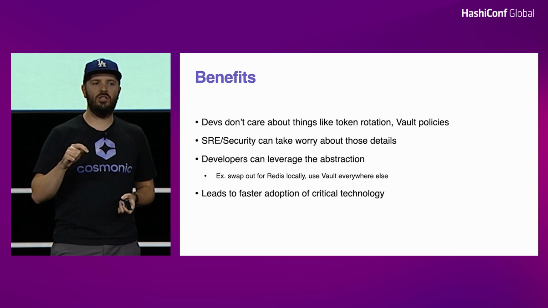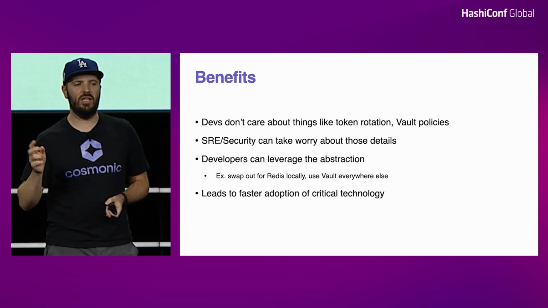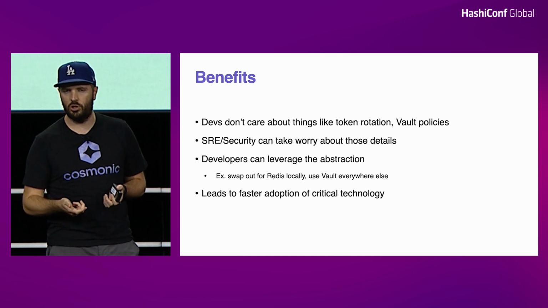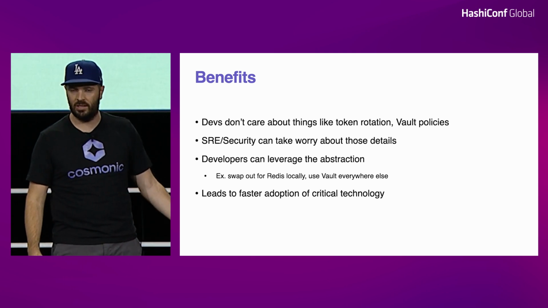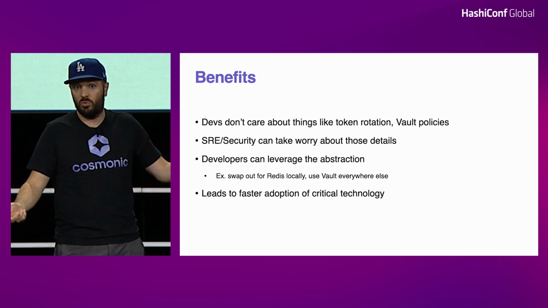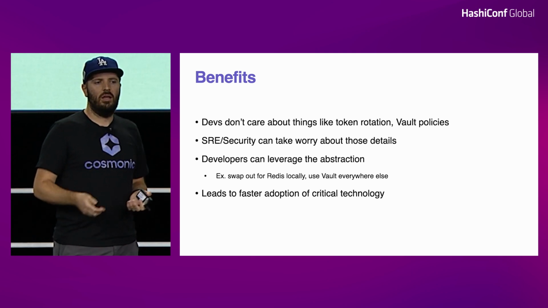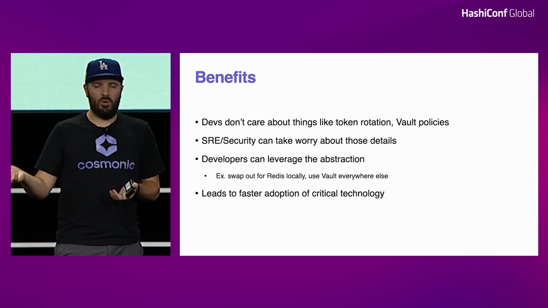And this allows you to, well, there are two things. First is that the developers can leverage the abstraction. They don't need to spin up Vault locally if they're testing this. They can spin it up against Redis. It doesn't really matter, because it'll behave the same. Then we can use Vault in production.